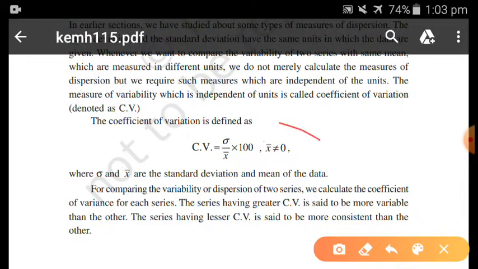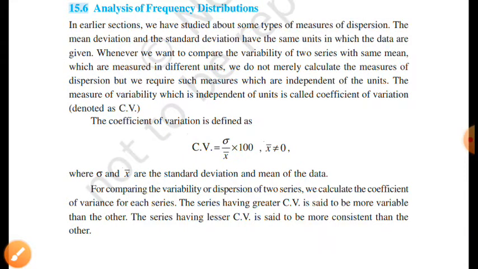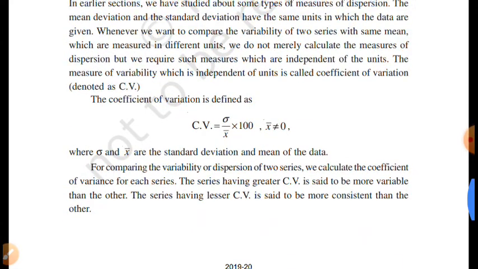Standard deviation divided by mean times 100 is called the coefficient of variation, and this coefficient of variation will decide which distribution has more variation or less variation. For comparing the variability or dispersion of two series, we calculate the coefficient of variation for each series. The series having the greater CV is said to be more variable than the other.